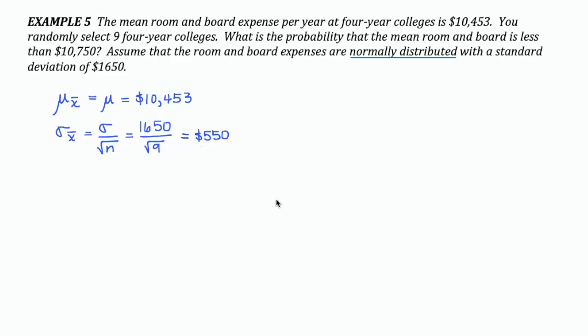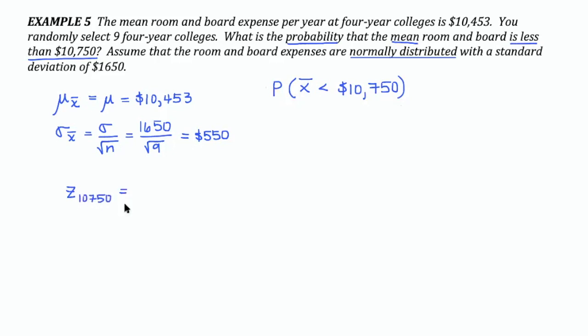It's an exact value. Next, we determine which probability we're looking for. We want the probability that the mean is less than 10,750. In symbols, we want the probability that the sample mean, x bar, is less than 10,750.